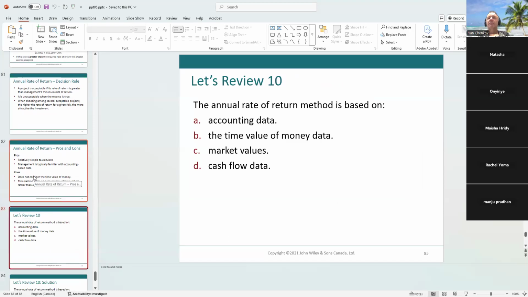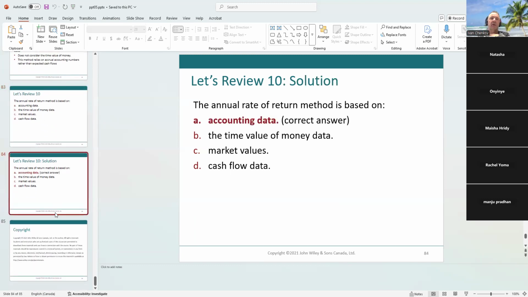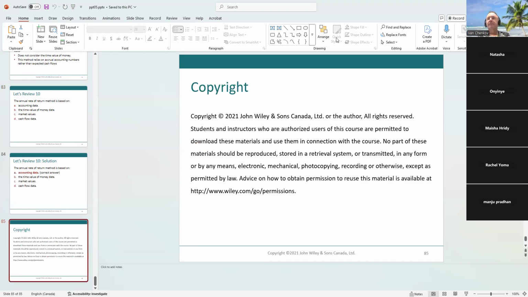So the annual rate of return method is based on which one of those? Obviously, it's not time value of money. It's not cash flow data. Definitely not market value, so that leaves accounting data. Accounting data. And that concludes this chapter.